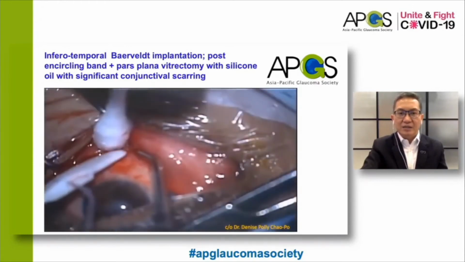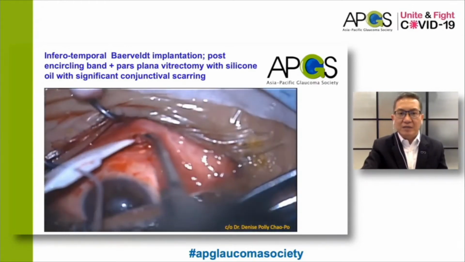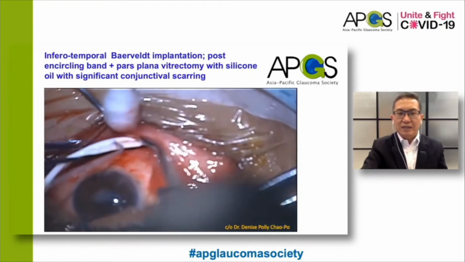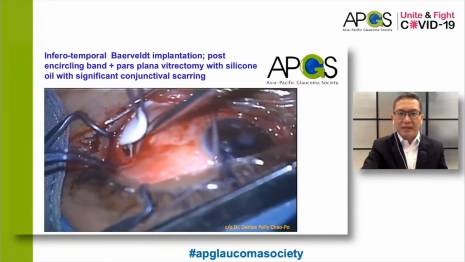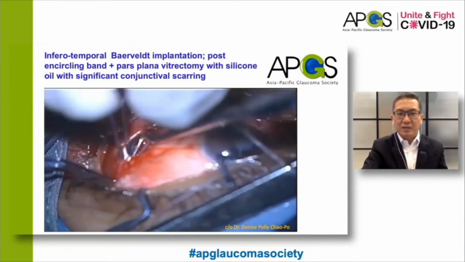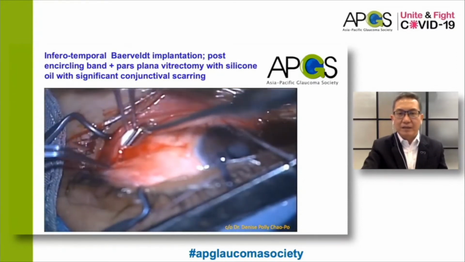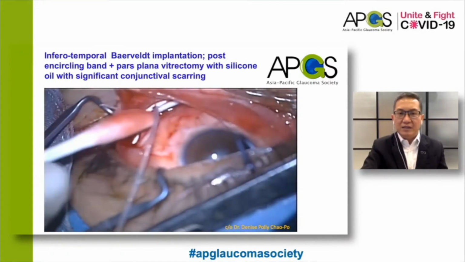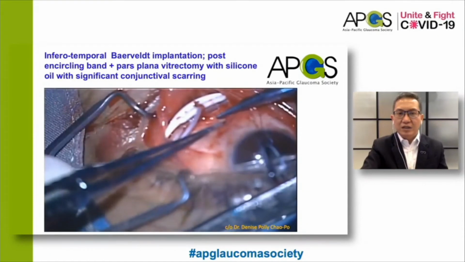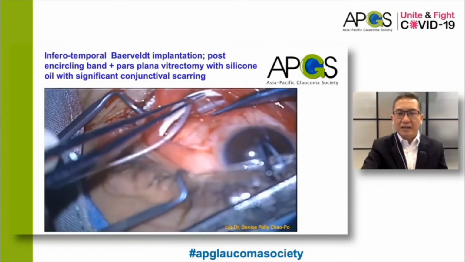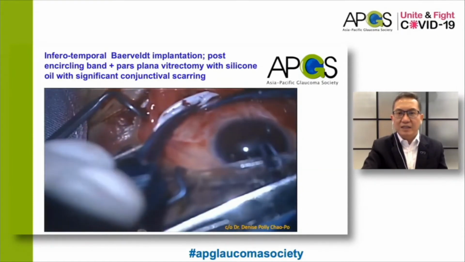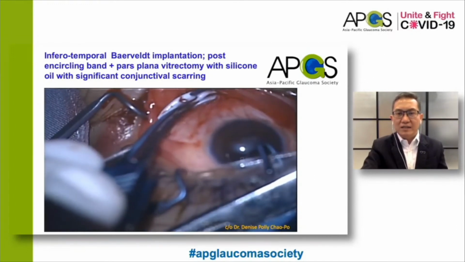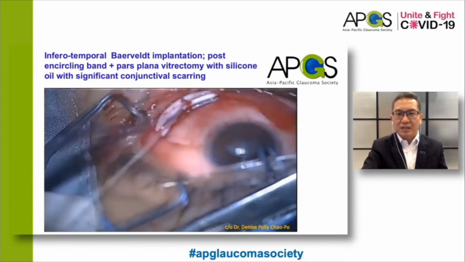In this case, we use a fairly large implant, a Baerveldt 350, and we were able to tuck in the lateral aspect of the implant, the plate, underneath the recti muscles with minimal difficulty. For fixation, you could drive the needle of the nylon suture through the encircling band and out the fixation hole of the plate. This will work as long as the encircling band is still quite snug.